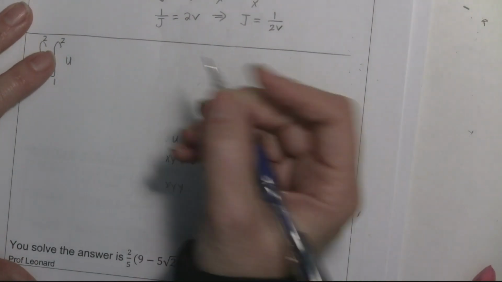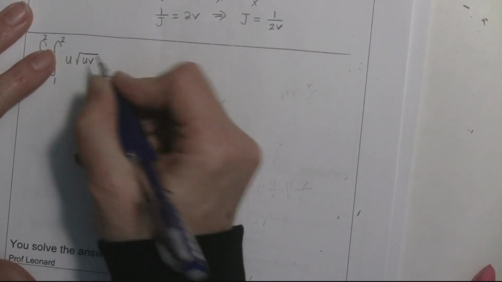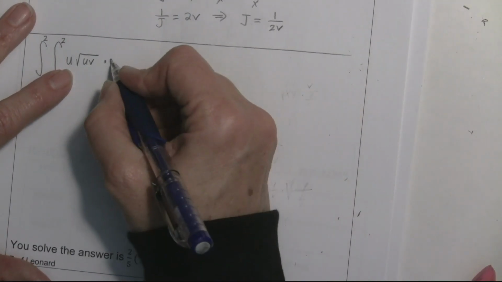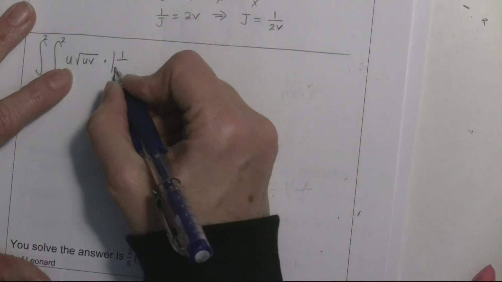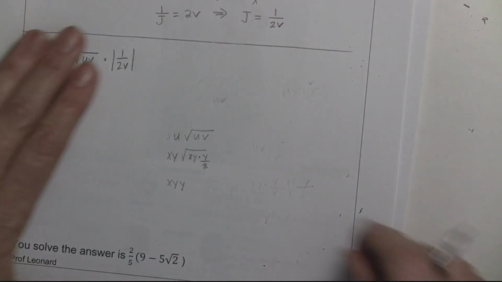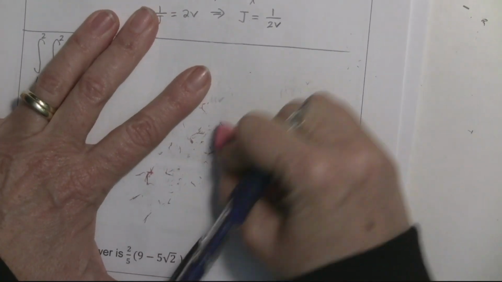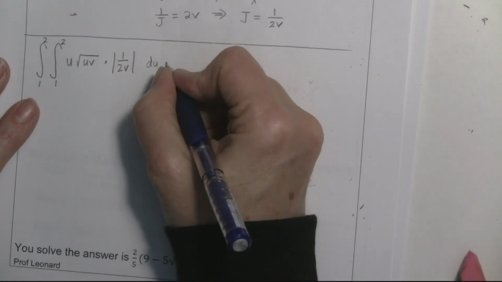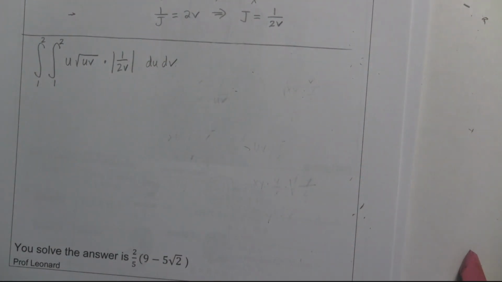So here we get u, and then the square root of uv, and then we have the Jacobian. So times the Jacobian, which is the absolute value of 1 over 2v. That was me making sure that I found something that worked without getting too crazy. And then du dv, and you figure out whichever one you think would be the best to integrate first. Now I put the absolute value in there around the 2v, but v goes from 1 to 2, which is always positive, so I don't need the absolute value.